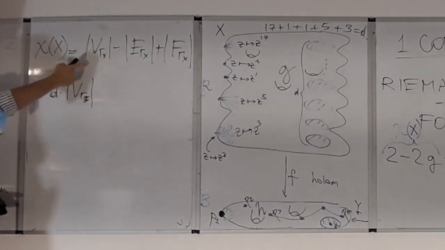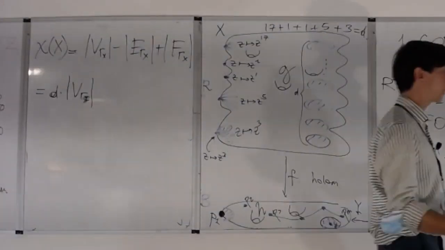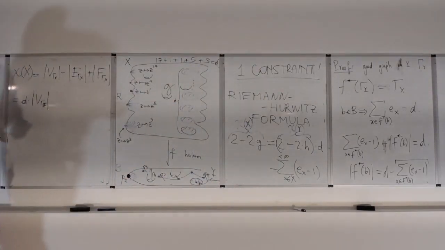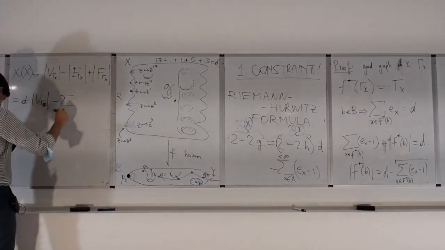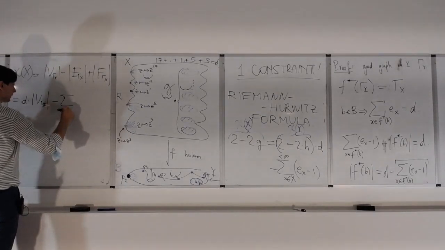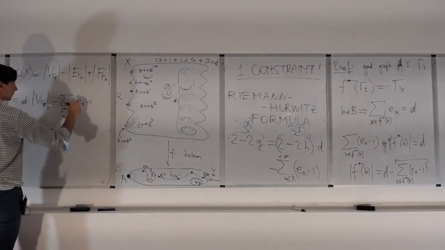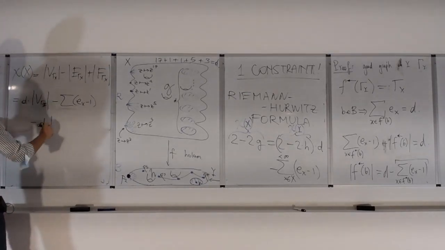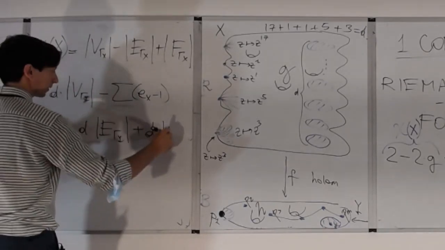right? Because every time I have a vertex upstairs, I can lift it, but then I have to pay the price. How much do I have to pay? This is how much I have to pay. So I have to add it, minus the sum over all vertices v, of e_v minus 1. Okay, let me write this. And then minus D times the edges of gamma Y, plus D times the faces.